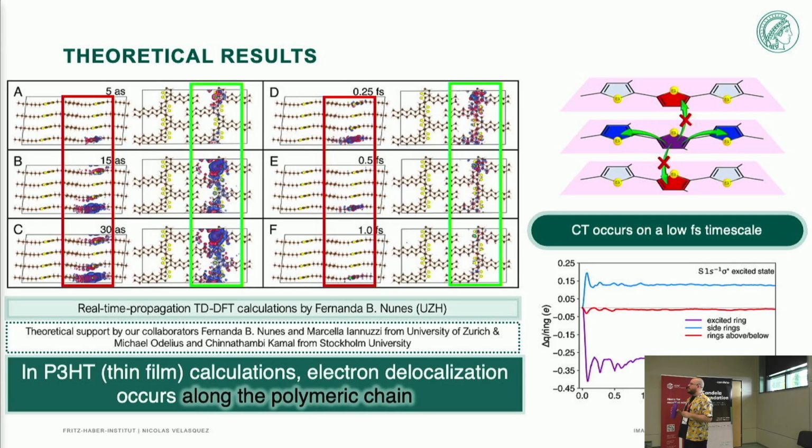I cannot remember the specifics of the functional in this case, but since we were anticipating that the referees might ask these questions, Fernanda performed TDDFT and LMFS dynamics, and basically they both showed the same thing, that the electron is indeed moving along the chain and it does not do so between chains.